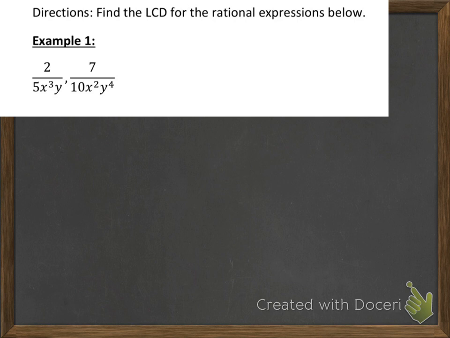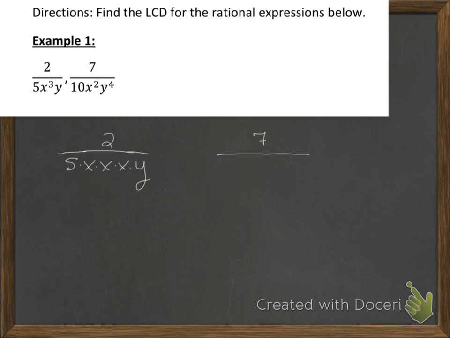In this example, we're asked to find the LCD for the rational expressions below. Notice these rational expressions now have not just numbers, but variables in them. You can do this in a lot of different ways, but I want to show you how to think about and understand this problem. So 5x to the third y is really 5 times x times x times x times y. You can think about that as the prime factorization of that denominator. Then we'll come over here.